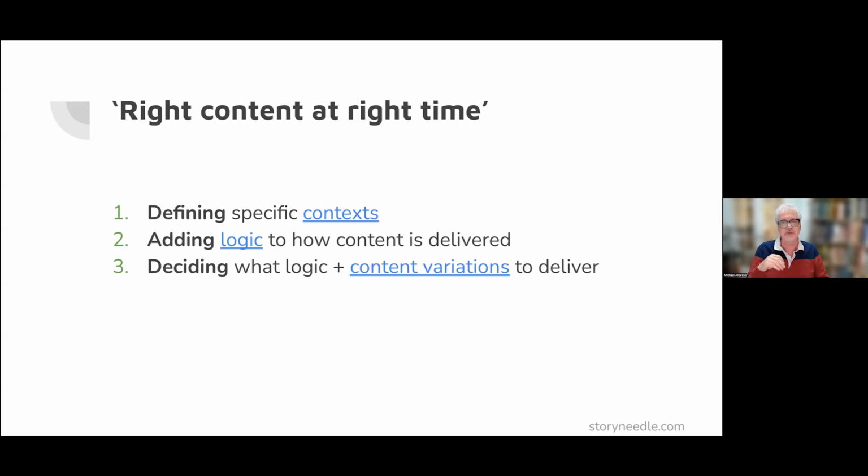And we do this three ways. One is we are using orchestration to define the very specific context that we're trying to address here. And we're going to add some logic to how the content is delivered. And then we apply that logic to different content variations that we have available to deliver. So there are these three parts that we utilize when we're orchestrating content.